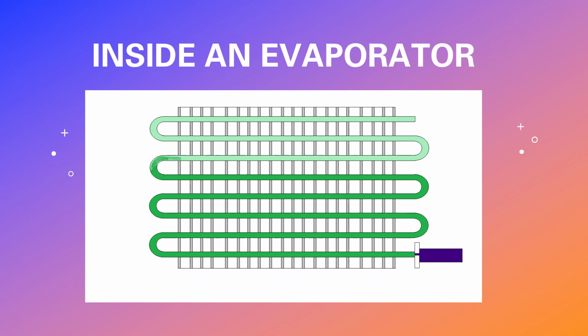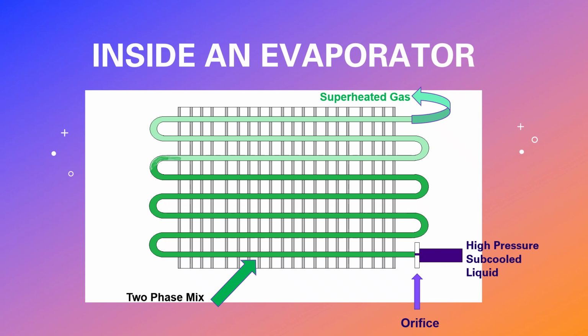So now I'll look at the evaporator. We have high pressure subcooled liquid going in. We have the orifice, which reduces the pressure, and because it's reducing the pressure, it's turning it into a two-phase mix. A two-phase mix is trying to turn back from a liquid to a gas, and to do that it needs heat, which it extracts from the fins and the copper tubes of the evaporator, and hopefully by the time it gets to the end we're getting superheated gas out.